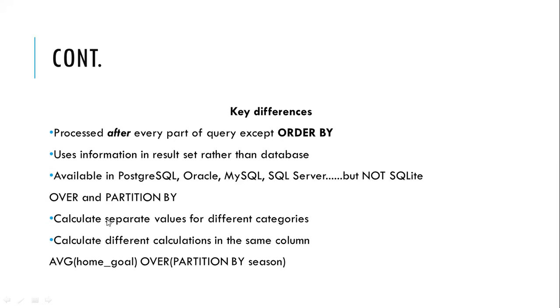Over and partition by calculate separate values for different categories. Calculate different calculations in the same column. For example, average home_goal over partition by season.